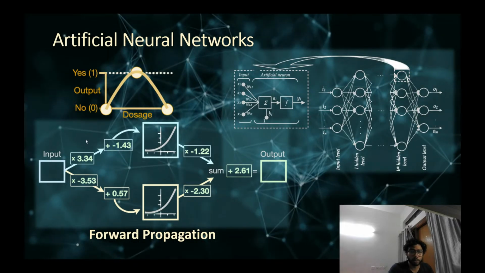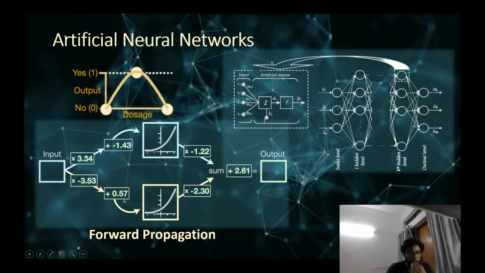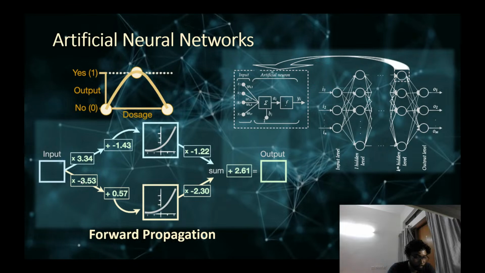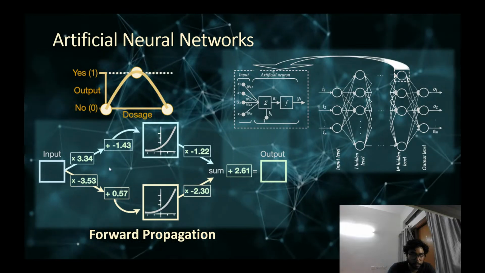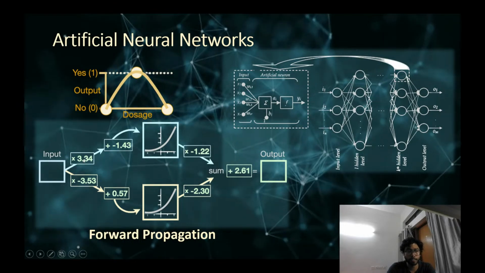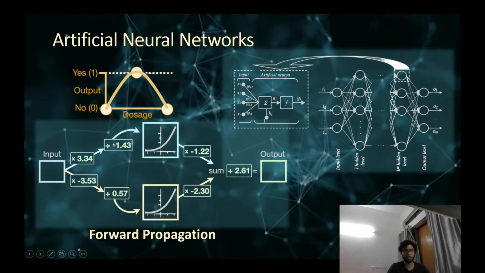So again, to answer Kavita's question, whatever values you are multiplying, those are the weights. And whatever values you are adding, those are the bias. Simple. It's as simple as that, right?